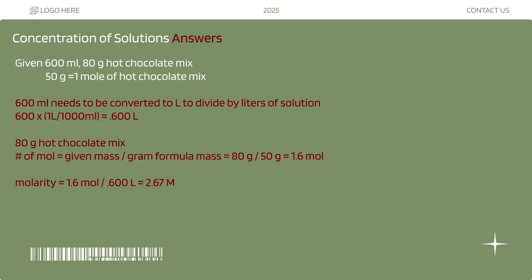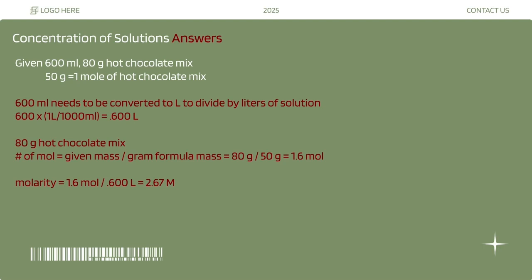Given 600 milliliters and 80 grams of hot chocolate mix, and that 50 grams is equal to 1 mole of hot chocolate mix, find the molarity. 600 milliliters needs to be converted to liters in order to divide by liters of solution in the molarity formula. So 600 times 1 liter over 1,000 milliliters is equal to 0.6 liters.